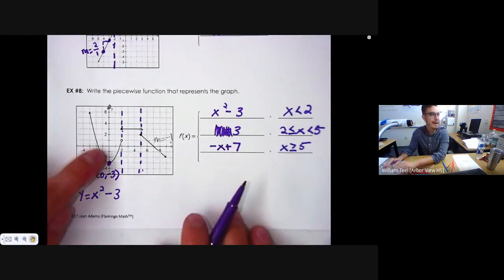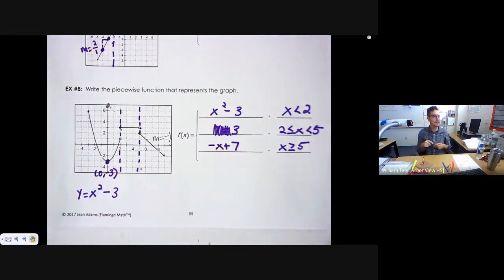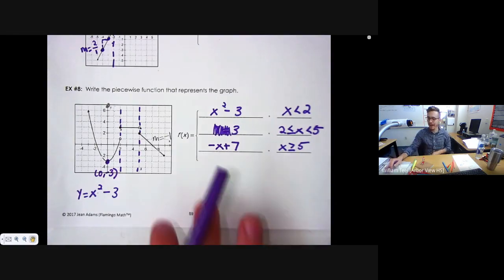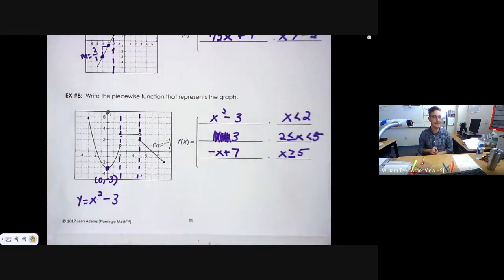So that is how you graph piecewise functions. That is how you evaluate piecewise functions, graph step functions, evaluate step functions, and finally, figure out how to write the equation of a piecewise function.